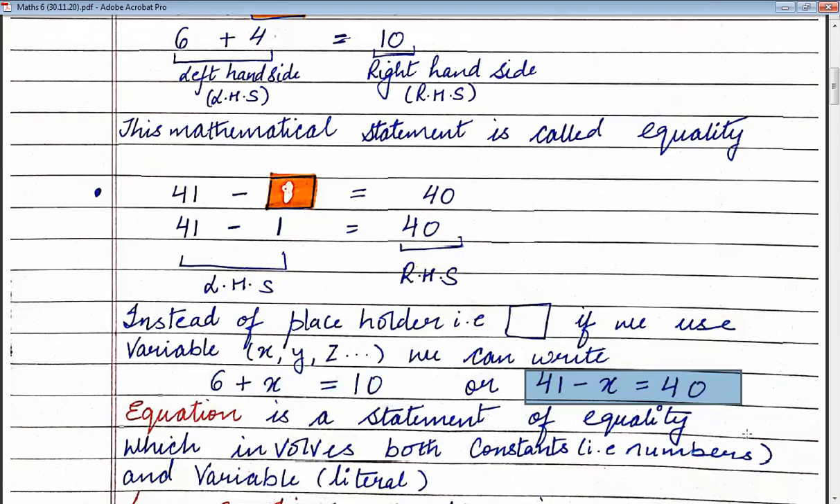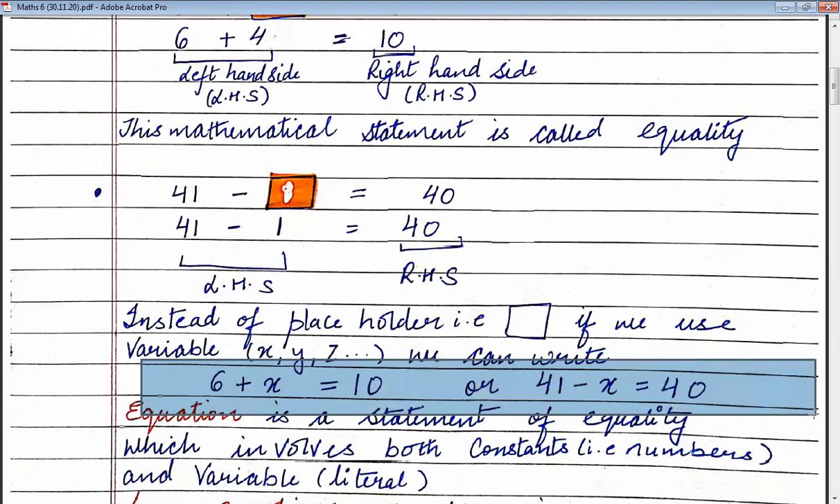You can take any variable, it's up to you. So now your mathematical statement becomes 6 plus x is equal to 10, and the second one becomes 41 minus x is equal to 40. Let me repeat: 6 plus x is equal to 10 and 41 minus x is equal to 40. And now children, this is an equation.